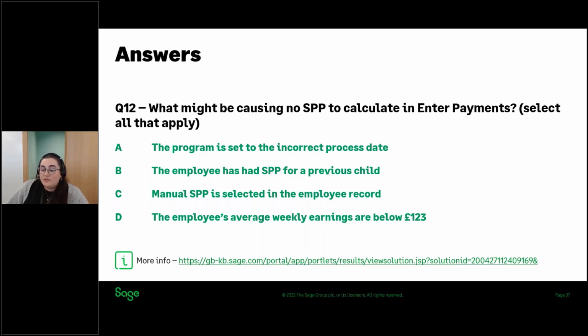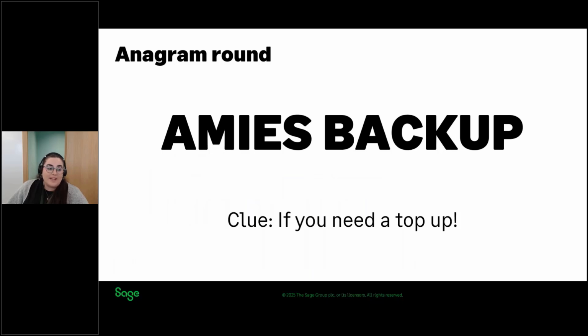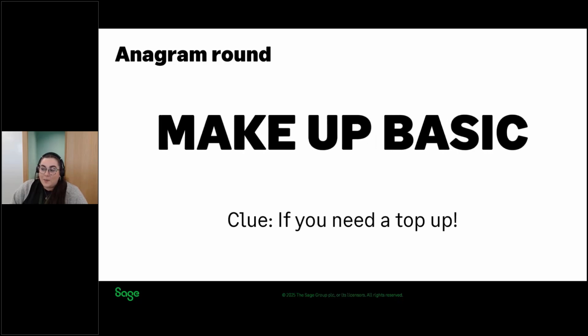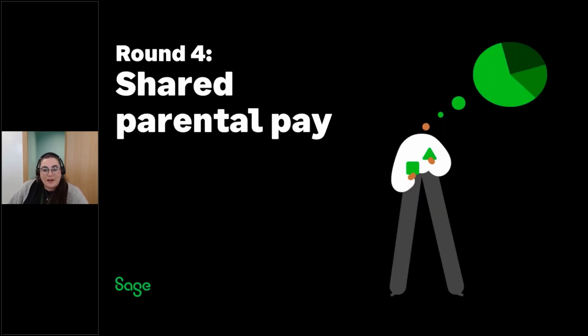Now, before we move on to the 4th and final round with Duncan, we will go ahead and reveal that anagram. So it was Amy's backup. The clue is if you need a top up, and the answer is Makeup Basic. And again, it looks like most people got that correct in the questions panel, so massive well done. This is one of those common scenarios for adjusting your employees' payments to accommodate for the statutory payment. So you will have seen this in action if you've come to any of our other webinars. But that is round 3. Thank you very much for that. And we will bring Duncan back for the final round.